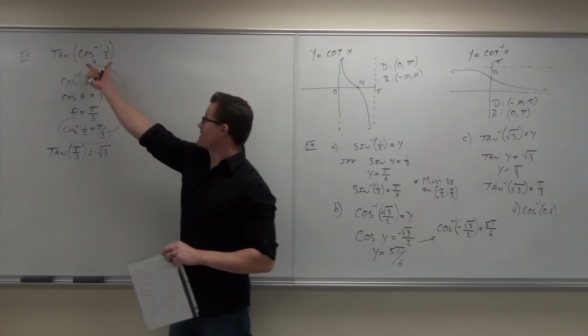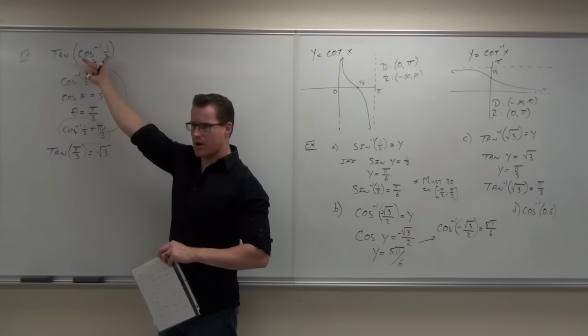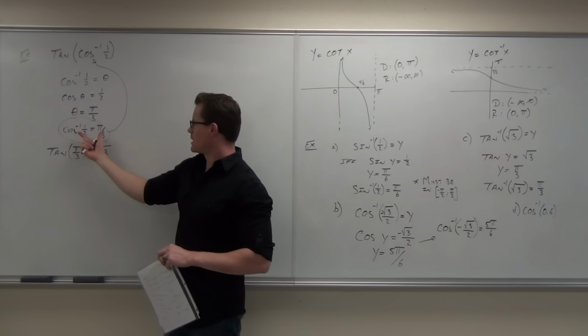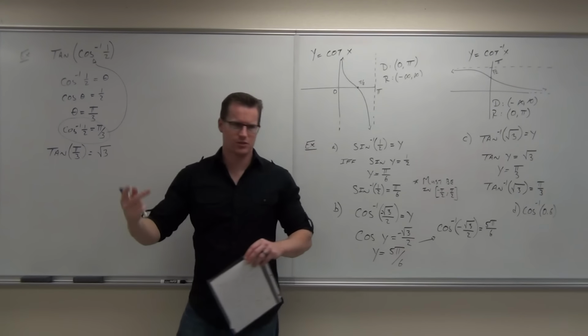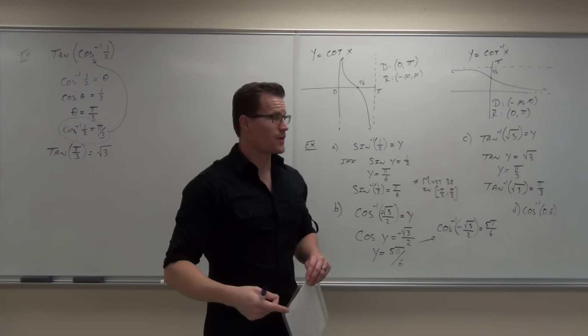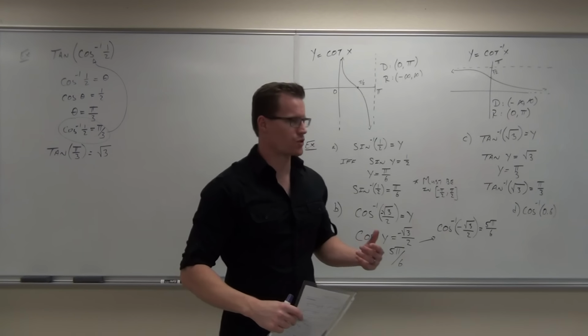Okay, so we take the inside, cosine inverse of 1/2, no problem. This is pi over 3. Just plug in a pi over 3 to tangent. You get square root of 3. Does that make sense? There is another way to look at this. When these get harder, you can do it this way.